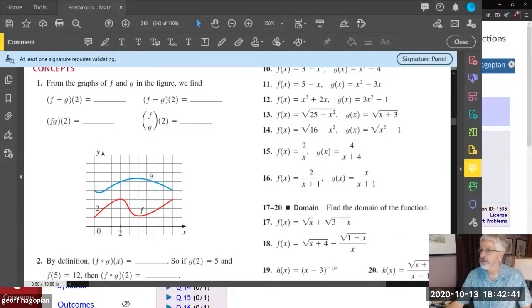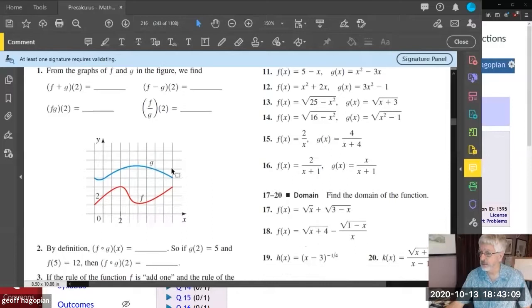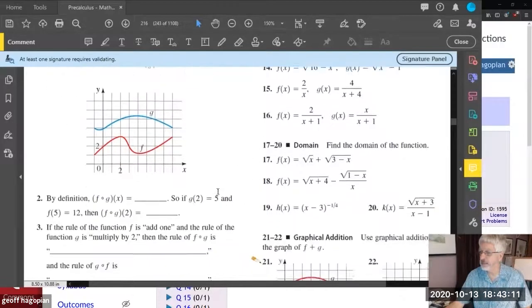f plus g of 2, that's going to be 3 plus 5, which is 8. Just add these outputs. f minus g of 2 is going to be 3 minus 5, which is negative 2. f times g of 2 is going to be f of 2, which is 3, times g of 2, which is 5. That's 15 here. And similarly, we can divide. Let's move on to number 8 here.